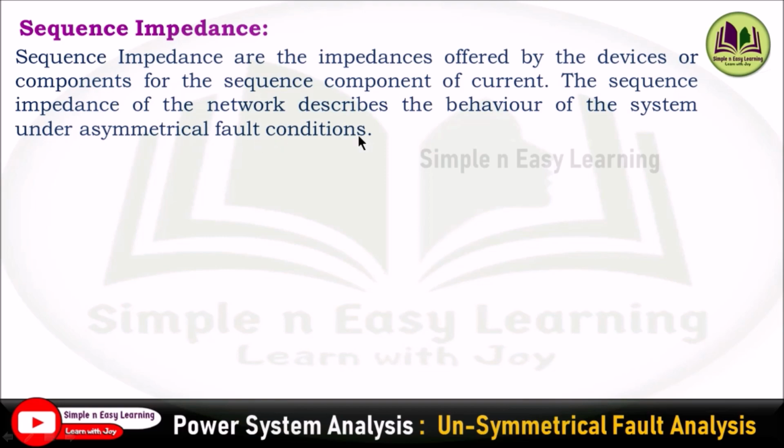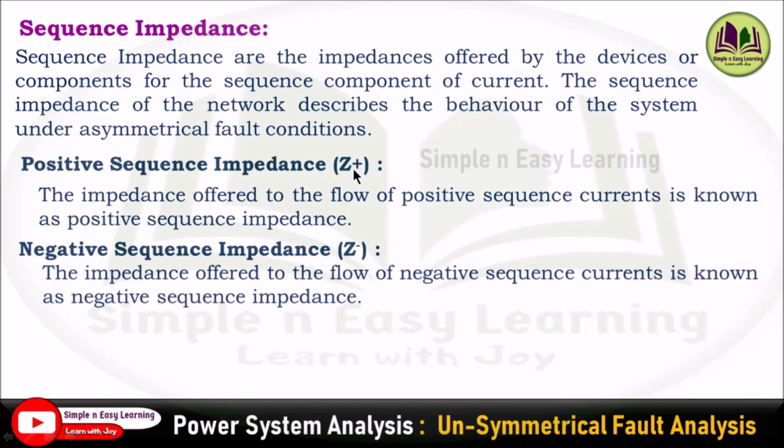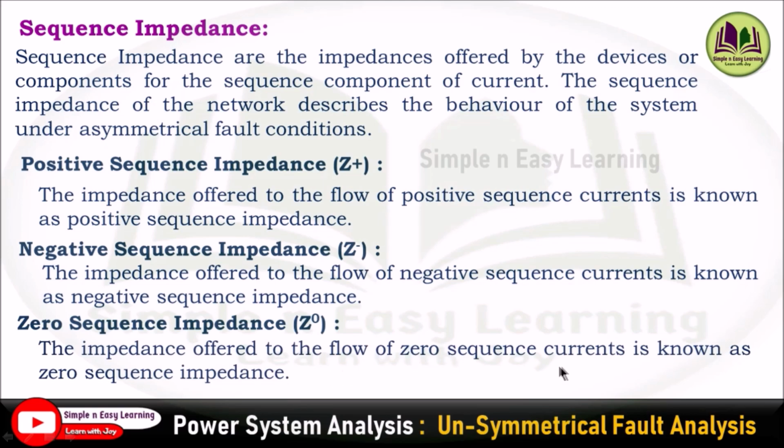There are three sequence impedances: positive sequence impedance, negative sequence impedance, and zero sequence impedance. The impedance offered to the flow of positive sequence currents is known as positive sequence impedance. It is denoted by Z plus. The impedance offered to the flow of negative sequence current is known as negative sequence impedance. It is denoted as Z minus. The impedance offered to the flow of zero sequence current is known as zero sequence impedance. It is denoted as Z naught.